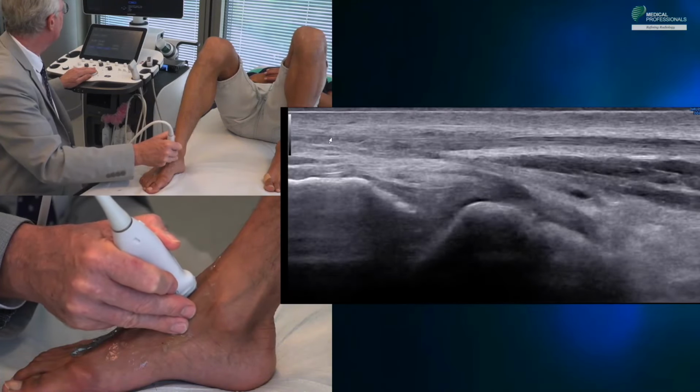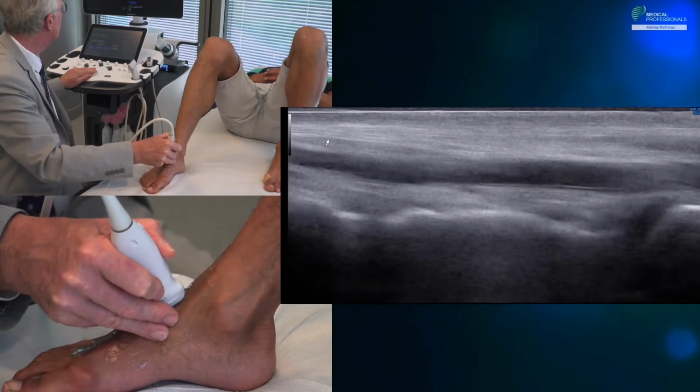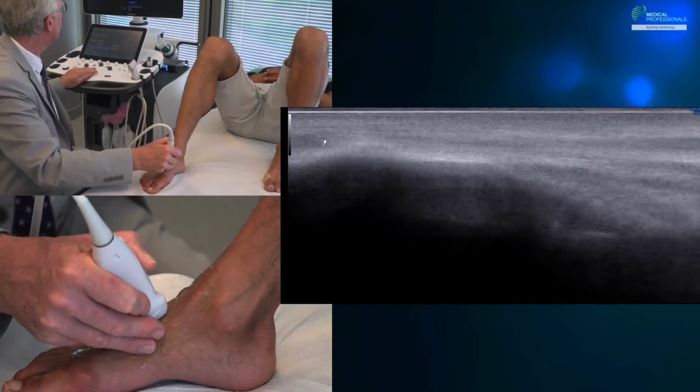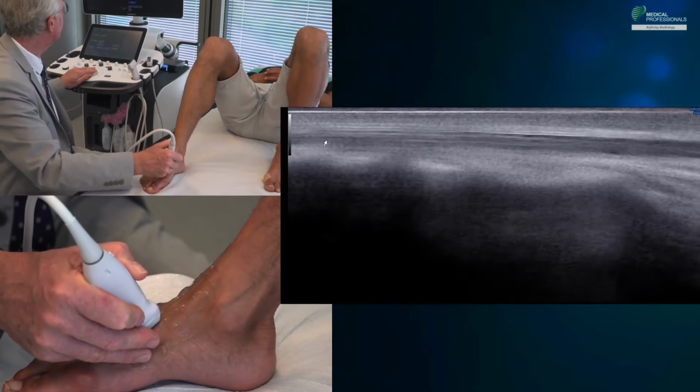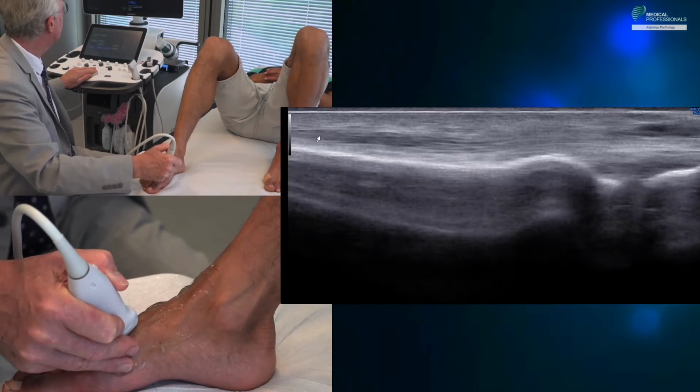Then we gradually follow it until it inserts on the base of the second phalanx of the hallux. Yes, it's not very easy to keep the probe in contact with this tendon, but we can do it by keeping our fingers on the patient's skin and going very slowly.